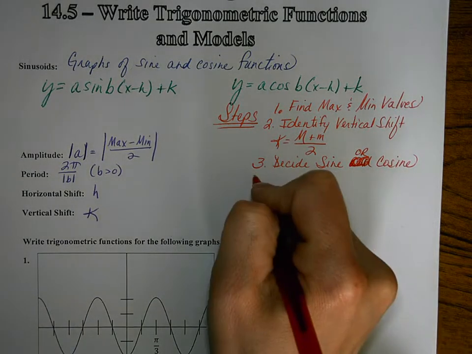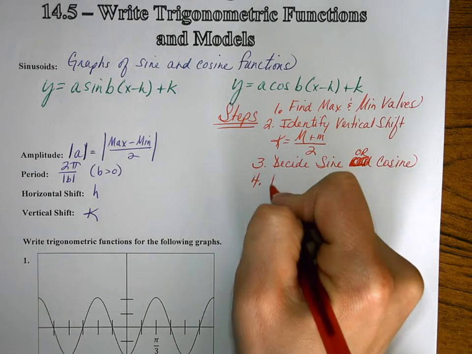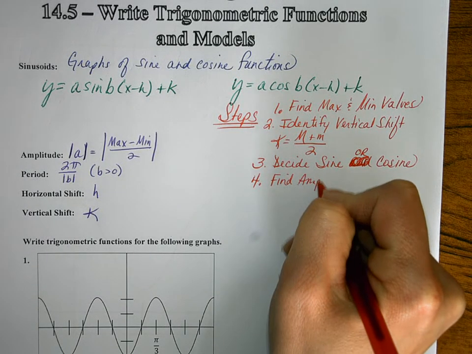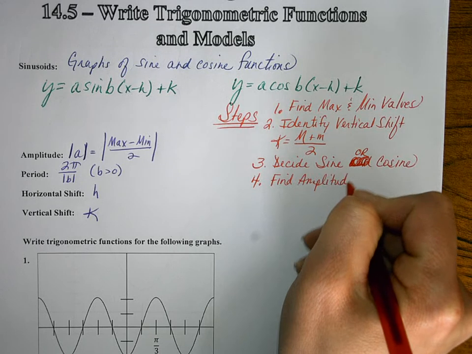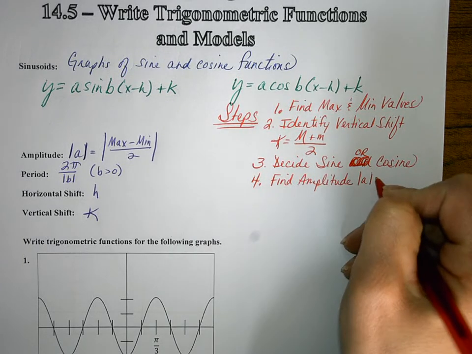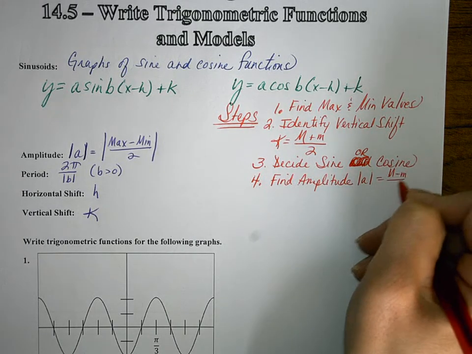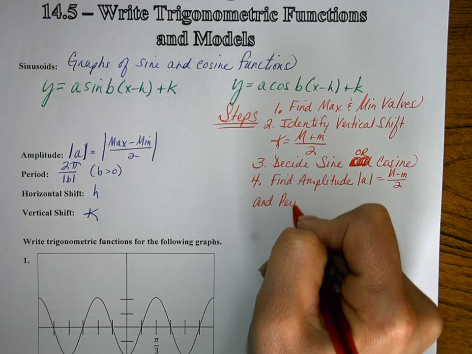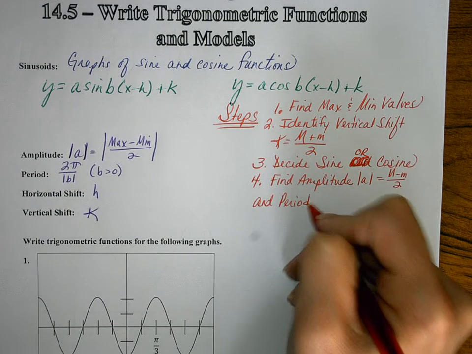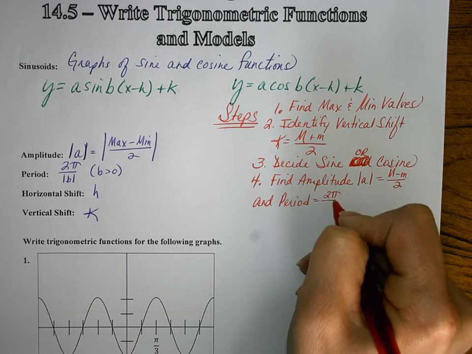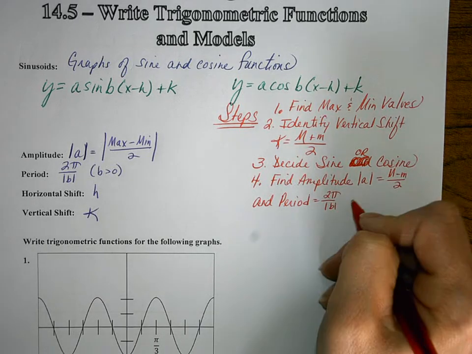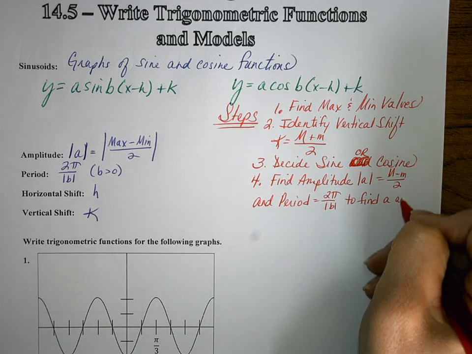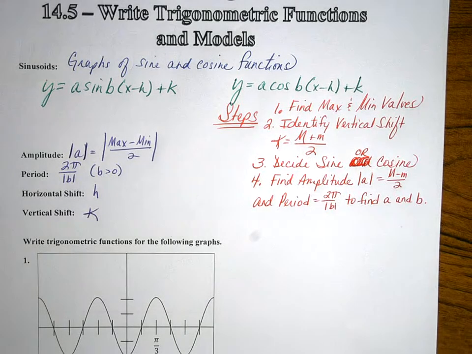And then, last but not least, we're going to find the amplitude using the absolute value of A is equal to the max minus the min divided by 2. And we're going to calculate the period as 2 pi over the absolute value of B to help us find little a and little b.